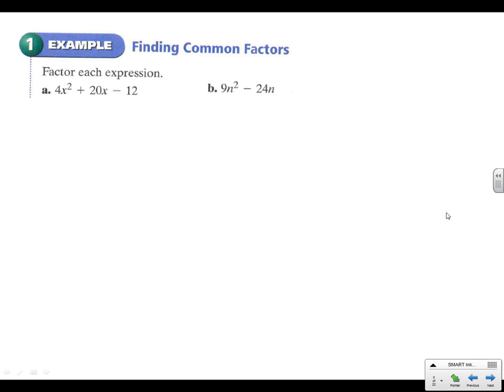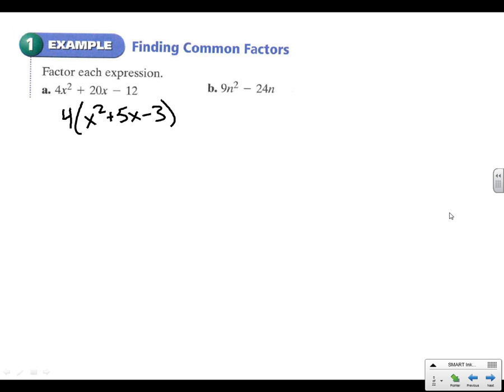So let's take a look at this. Let's factor both of these. So 4x squared plus 20x plus 12. What can come out of these? We can pull a 4 out, and then we're left with x squared plus 5x, and then plus 3. And we would be done there because it doesn't factor any further, at least without the quadratic formula, which we haven't gotten into yet. How about the second one?